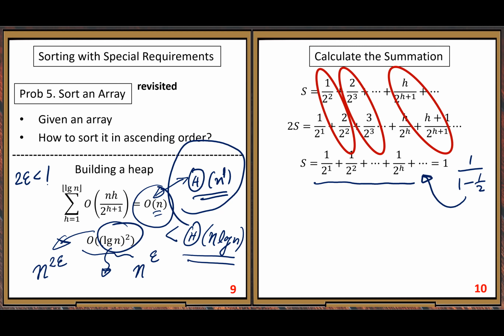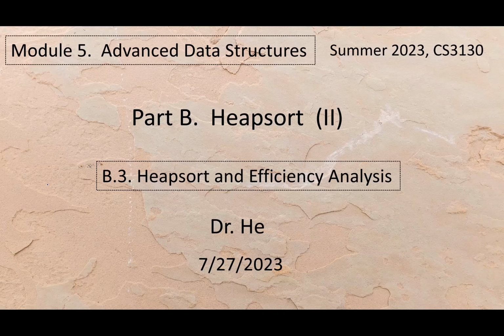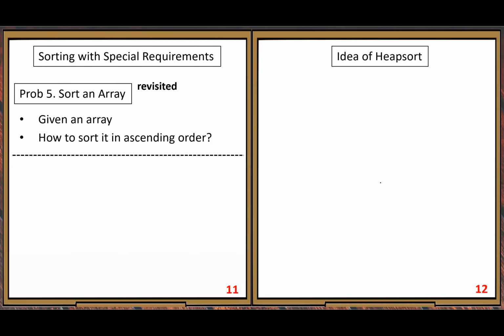All right. Our last topic, B.3, heap sort and efficiency analysis. But this efficiency analysis is very simple, very straightforward, so we can get it quickly. All right, so let's do the heap sort. Idea of heap sort. Idea very simple, but very smart.